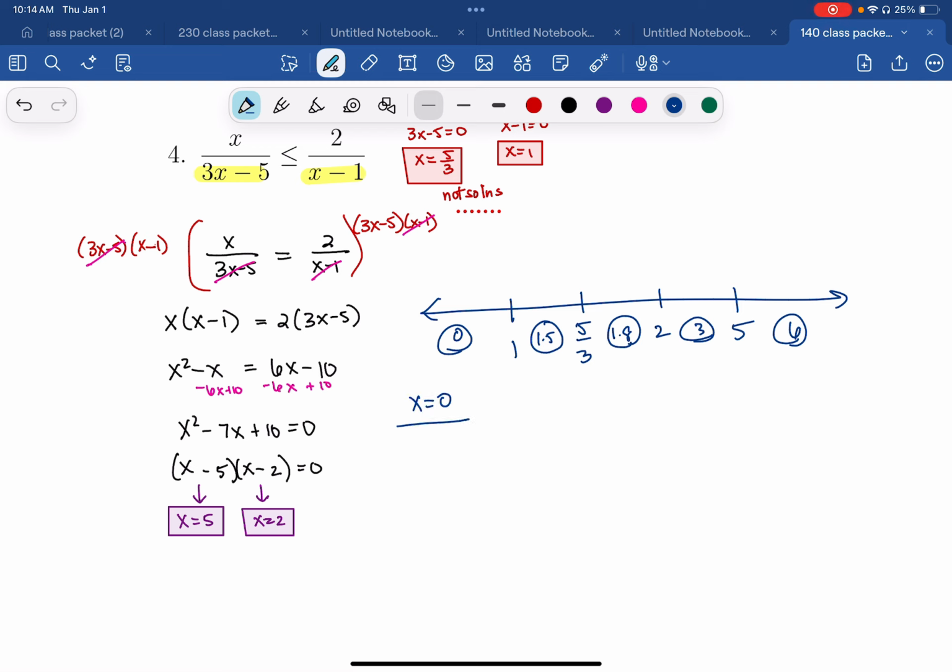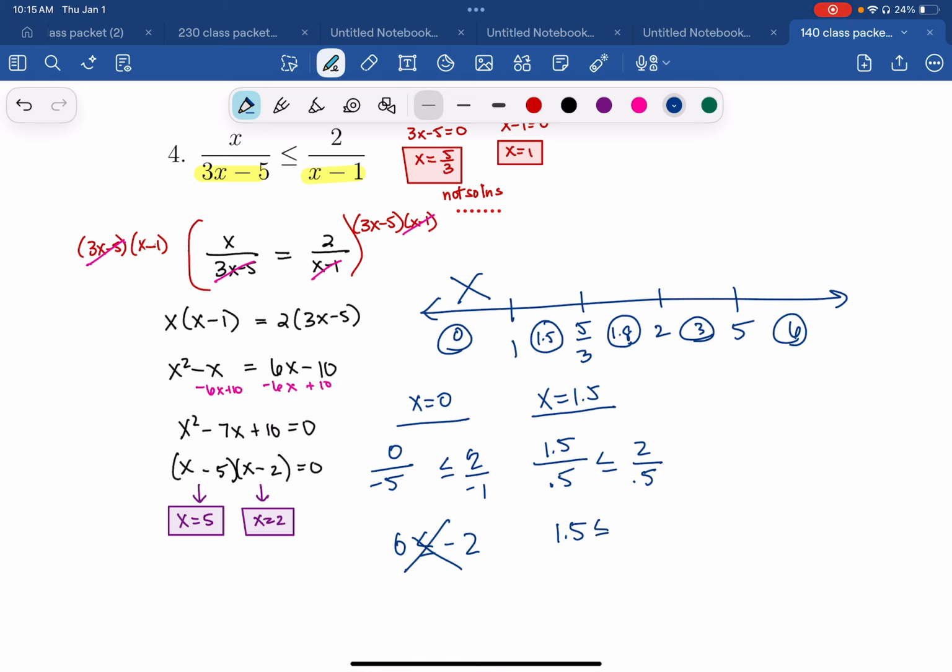So for x equals 0, you're going to have 0 over -5 is less than or equal to 2 over -1. And that's 0 less than or equal to -2. And that's not a true statement. So we don't want the first one. For x equals 1.5, you're going to have 1.5 divided by, let's see, 3 times 1.5 is 4.5. 4.5 minus 5 is -0.5. And then we'll have less than or equal to 2 over 1.5 minus 1, and that's also 0.5. And if you multiply both sides by 0.5, that'll give you 1.5 less than or equal to 2, and that is a true statement. So we'll take that one.